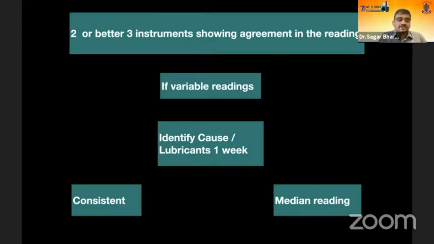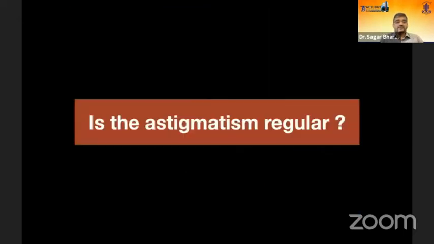And if there is so much variation, then it's better to identify the cause and give a lubricant treatment for a week. And if you get a consistent reading, take up the patient. If you don't, you can still take a median reading and go ahead with the treatment.